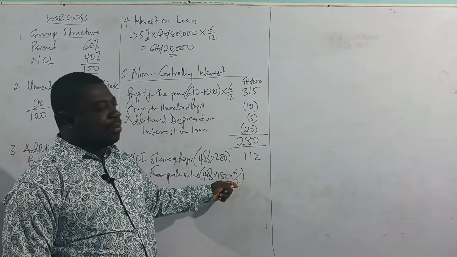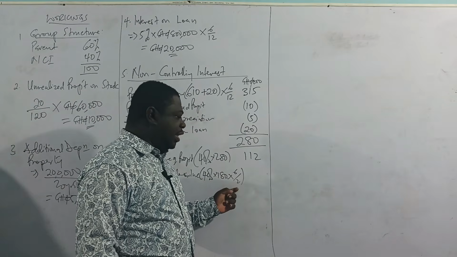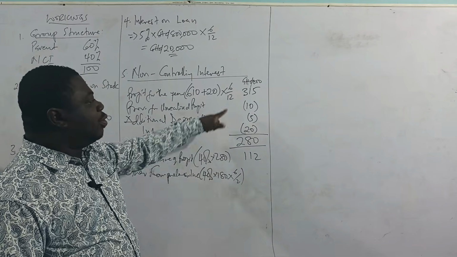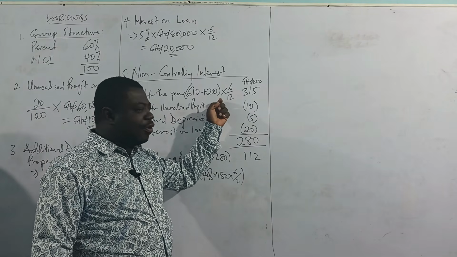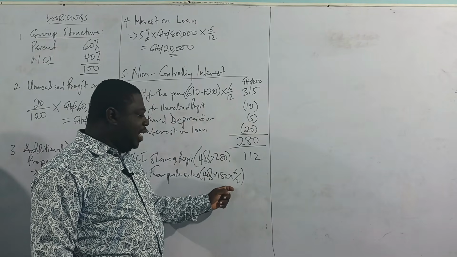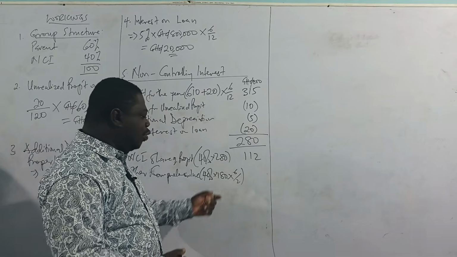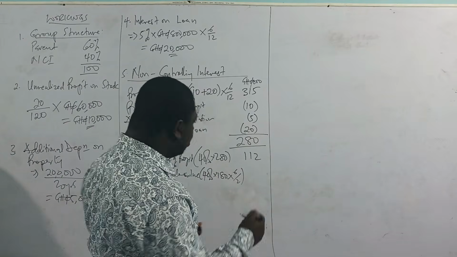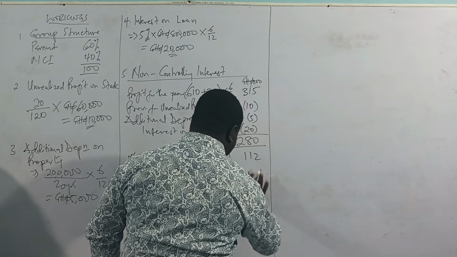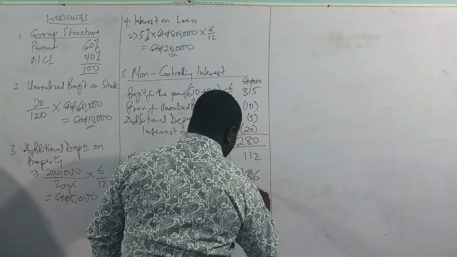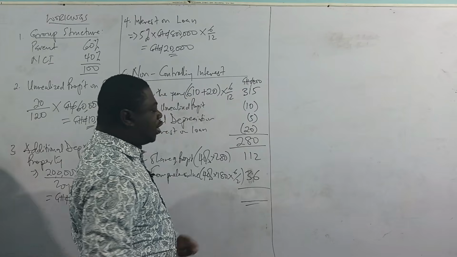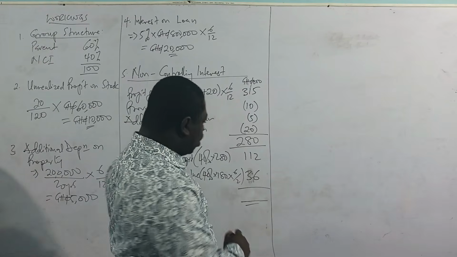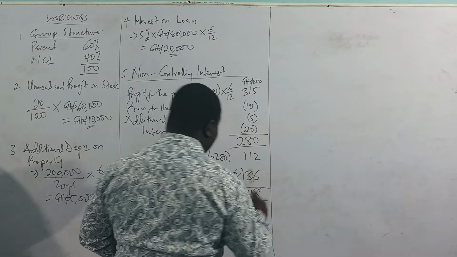We need to use a time apportionment. The reason why we didn't use the 6/12 in the profit calculation is because we've already done that with the profit there, so there was no need. But here is something new that is coming. So we need to apportion with the time, mid-year acquisition. So that gives us 36 cedis. Then the total comprehensive income of the non-controlling interest will be 148 Ghana cedis.